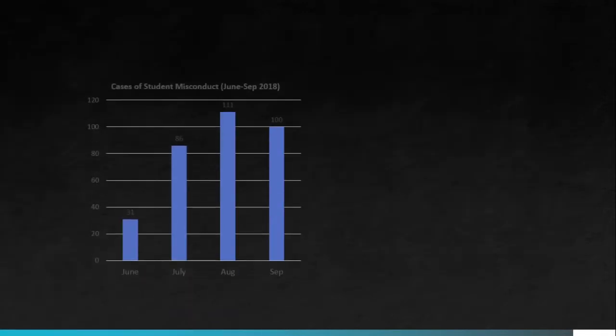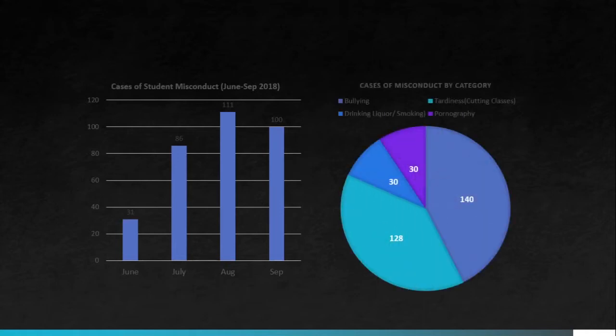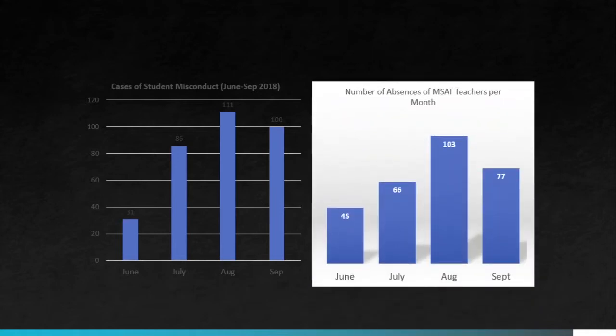ACTS is a product of a continuous improvement project of our school. Shown in the graph are the recorded cases of student misconduct from the year 2018 of our school. A total of 328, to be exact. The numbers were alarming, that's why the study aims to eradicate the problem of student misconduct.